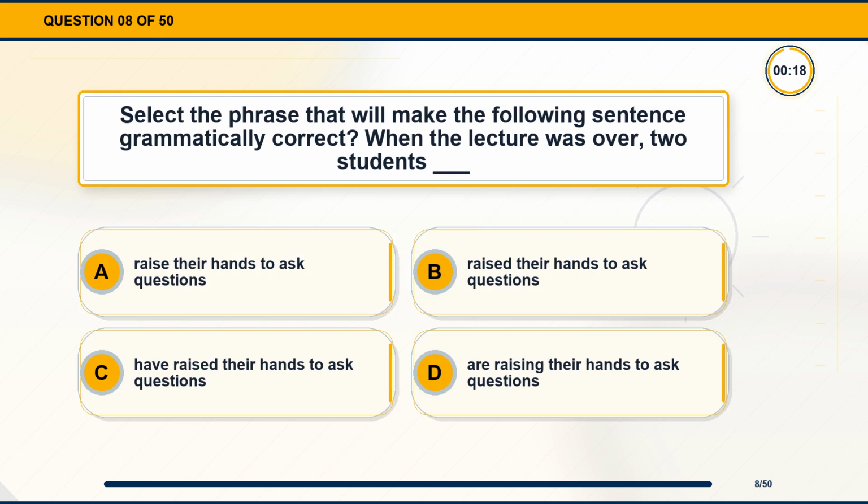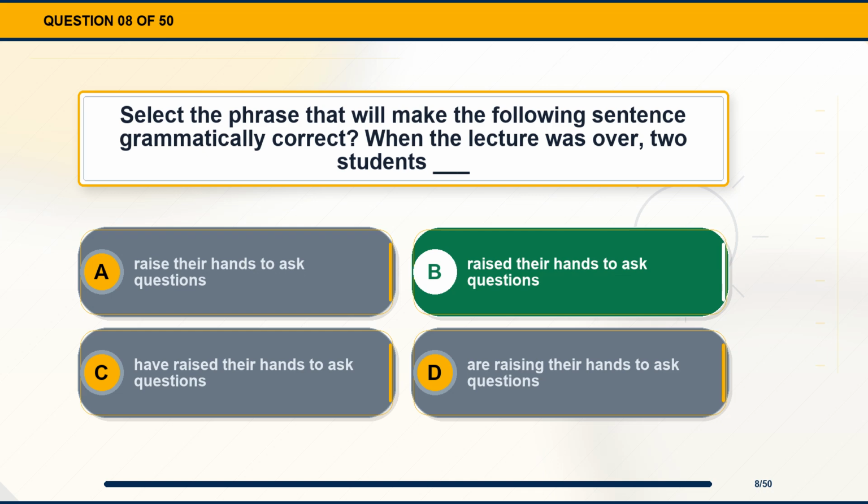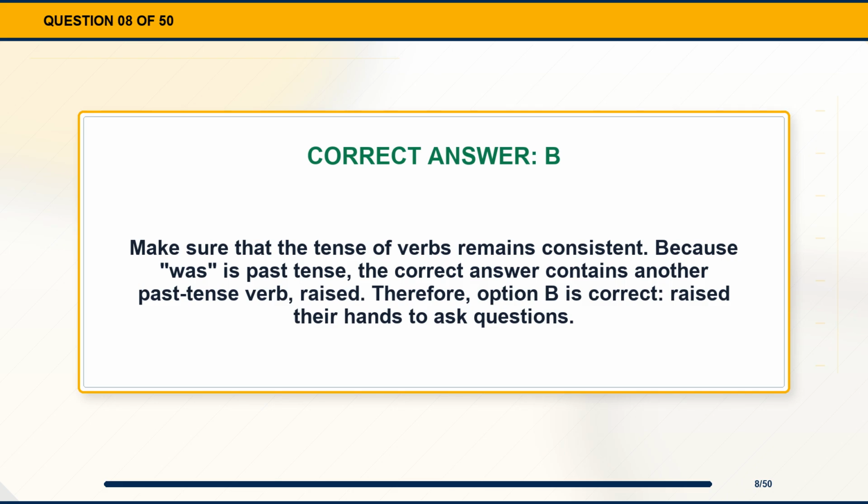Question 8. Select the phrase that will make the following sentence grammatically correct. When the lecture was over, two students blank. Option A, raise their hands to ask questions. Option B, raised their hands to ask questions. Option C, have raised their hands to ask questions. Option D, are raising their hands to ask questions. The correct answer is option B, raised their hands to ask questions. Explanation. Make sure that the tense of verbs remains consistent. Because was is past tense, the correct answer contains another past tense verb, raised. Therefore, option B is correct.